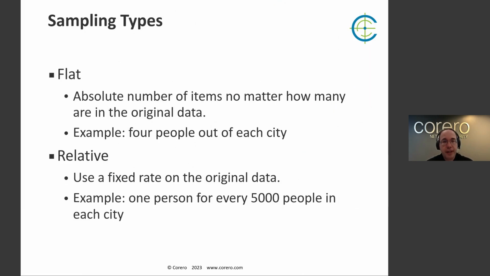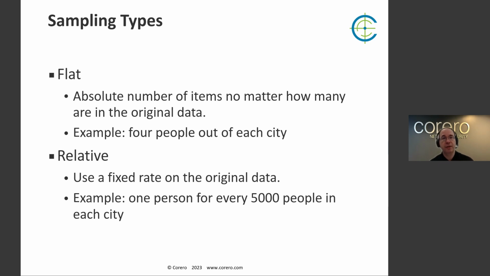So, without further ado, the main two sampling types that we use, and these are the terms we use. Depending on maybe your vendor or background, you may use slightly different terms for these, but these are the terms I'm going to use during this webinar. So there's flat and relative.